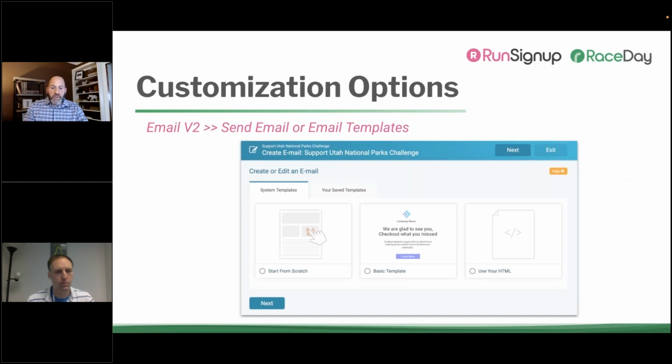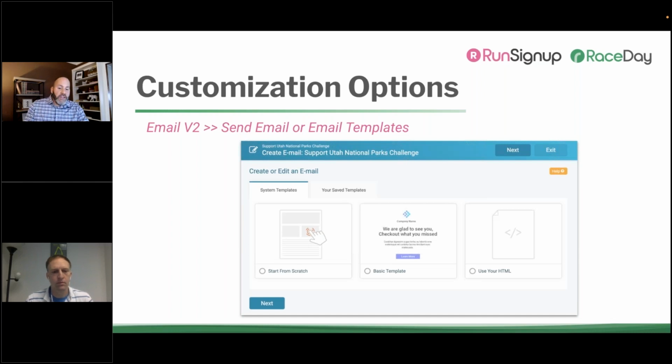So with Email V2, which again is our new next-gen email platform, or tool, there's several ways that you can create the email. You can do it from scratch, and that's where that drag and drop functionality allows you to bring in different content pieces. You can also select from some basic templates that we're adding to.